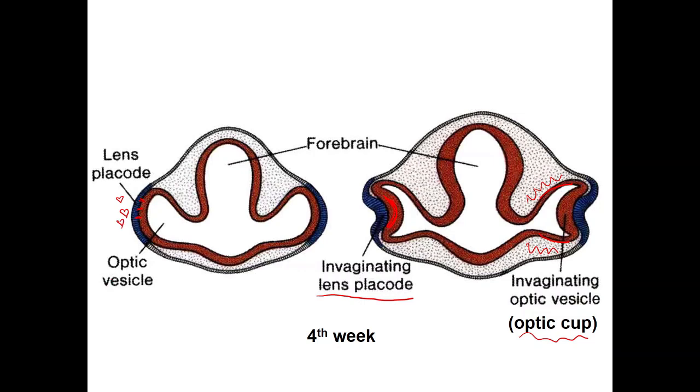So the lens placode will eventually form the lens. Yes, that's kind of obvious, but the optic cup is different and more difficult. You can see that on our pictures. No, these are not our pictures, but I wanted to show you what it really looks like on histological specimens, where we have the cavity of the forebrain.